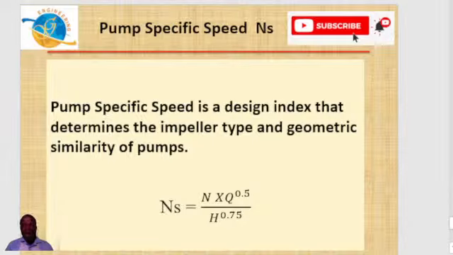You have to multiply it by 51.64 to get your specific speed in USC units. That is also very, very important. So that is how you obtain your pump specific speed.